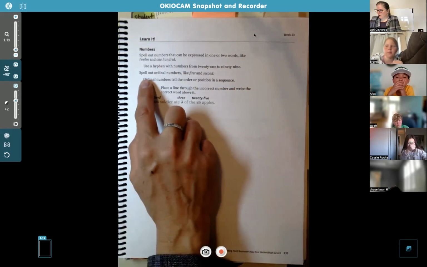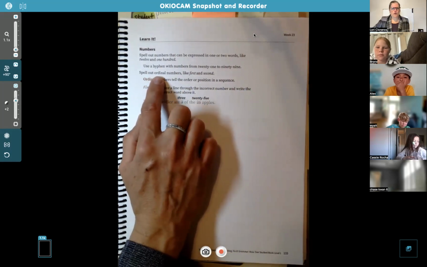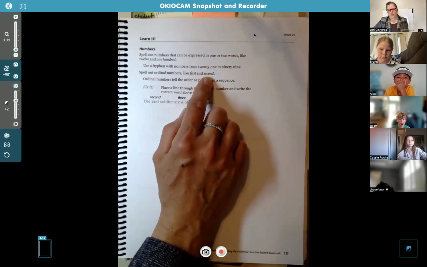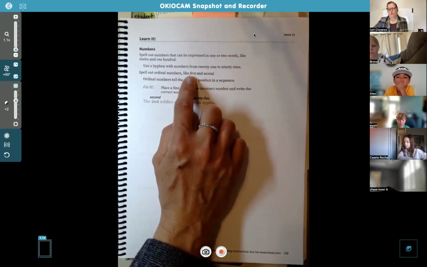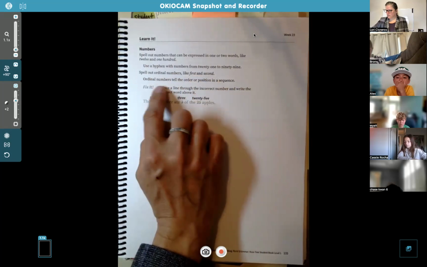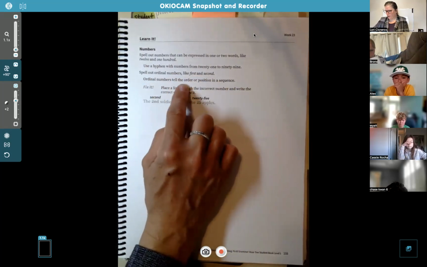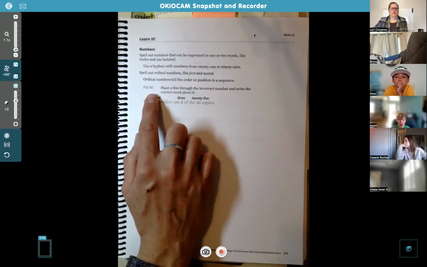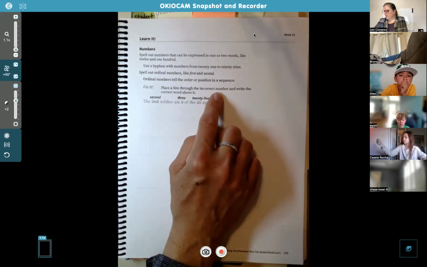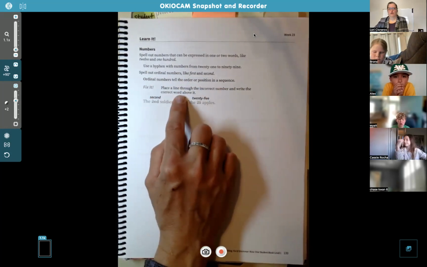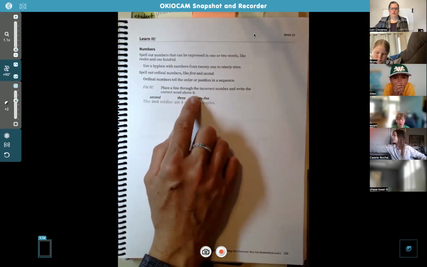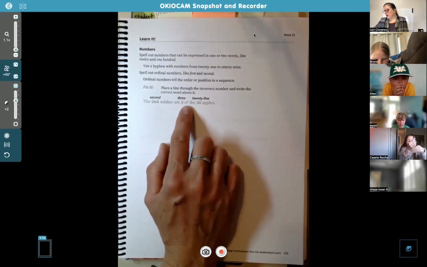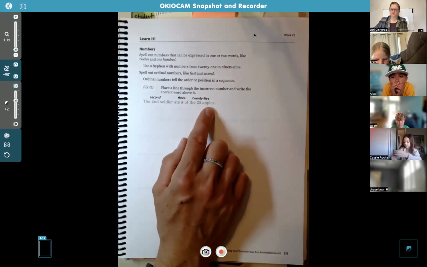Okay. And then you're also going to spell out ordinal numbers. Ordinal numbers are first, second, third, fourth, fifth, sixth, those types of numbers you will write out with words. Ordinal numbers tell the order or position in a sequence. This is how you're going to fix it: place a line through the incorrect number and write the correct number or the correct word above it. Here's your example. The second soldier ate 3 of the 25 apples.